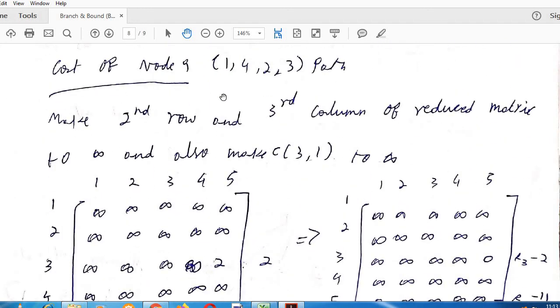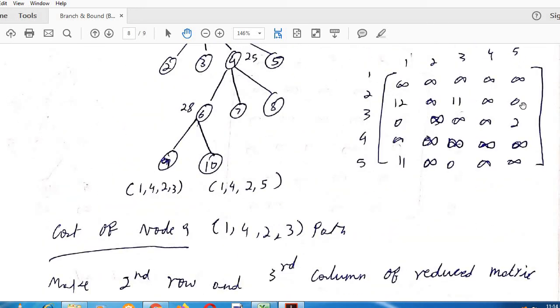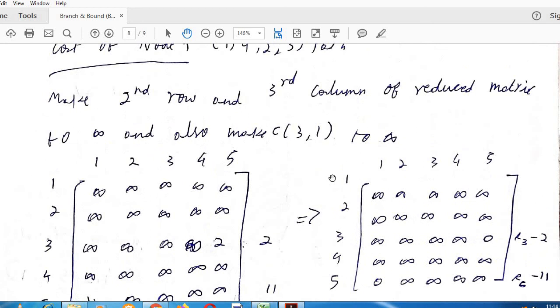So as I was telling, in order to find out the cost of node 9, that is the cost of the path 1, 4, 2, 3, I will consider the last two values. So I will make the second row and third column of the reduced matrix infinity. Also I will make 3, 1 infinity. In this reduced matrix, 3, 1 is nothing but value 0, so that will be reduced to infinity, as you can see.